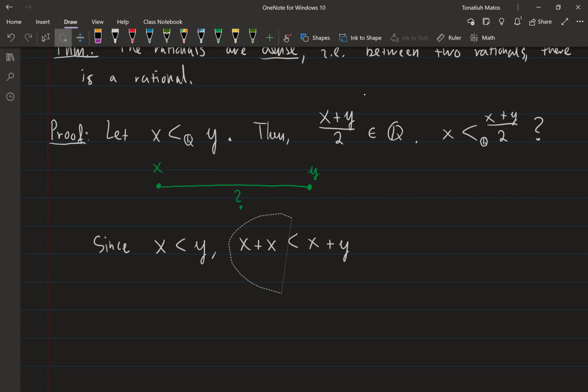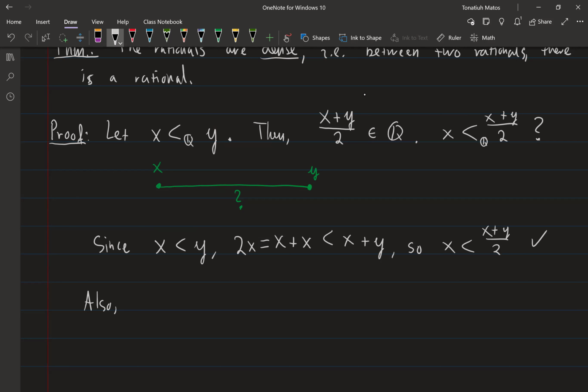Now you'll have to agree with me that x plus x is what I would reasonably define as 2 times x, right? And then I'm done because all I have to do is divide by 2. Dividing by 2 is multiplying times a positive rational, namely 1/2. So x is less than (x plus y)/2. So the first half is done. Check, right? Also, how do you argue the other side?